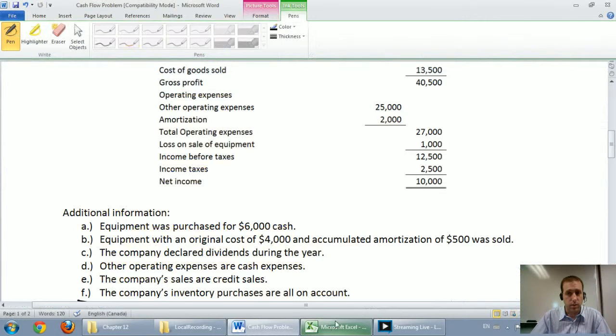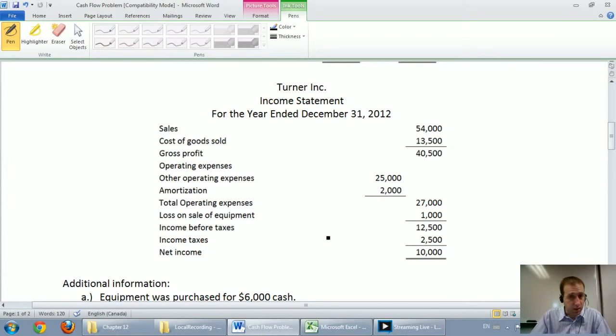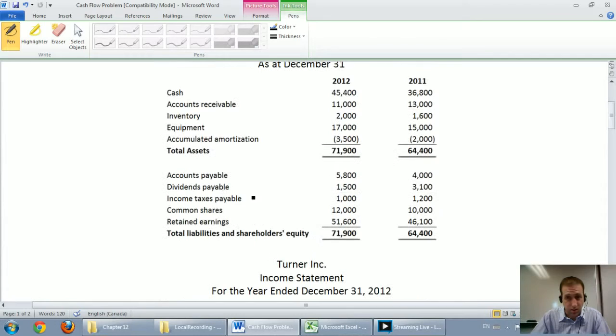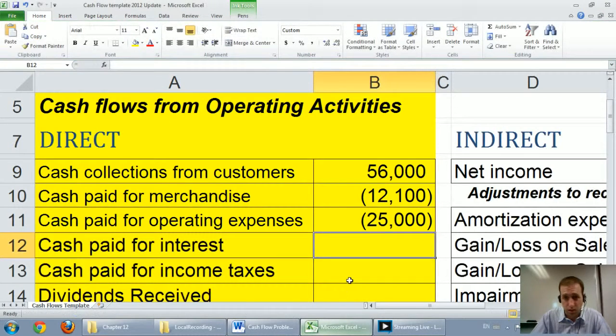Cash paid for interest. I'm looking now for interest expense or for interest payable. I don't see interest expense. I don't see interest payable. So this one I'm going to leave blank. And if I were doing this on my own, I actually wouldn't even have this line in it, right? Because if it's a zero, then there's no point.